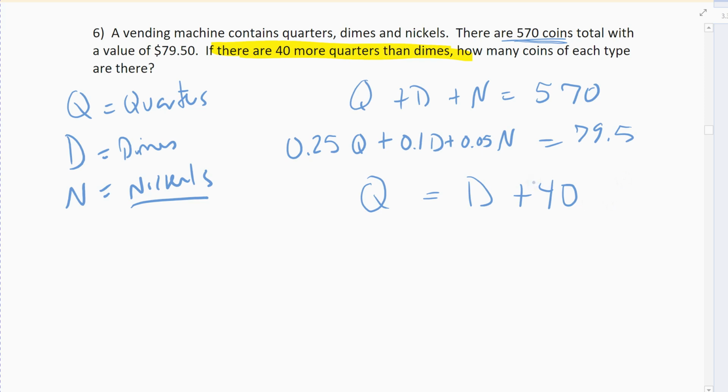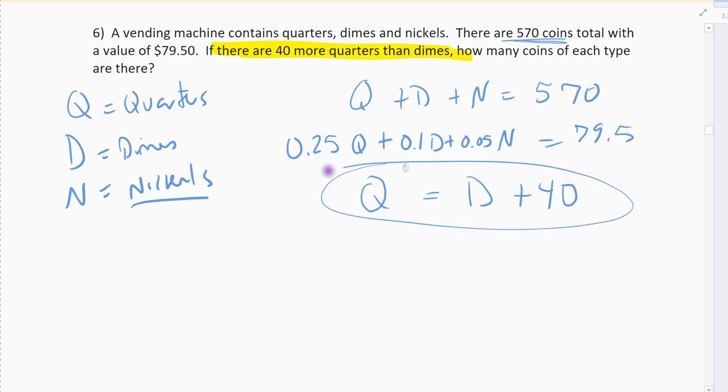If you're unsure, plug numbers in. If I've got 100 quarters, I know I have to have 60 dimes, right? Because I've got 40 more quarters than dimes, and so in order to get the dimes to equal the 100 quarters, I have to add 40 to it. So again, you can always check it with actual numbers.